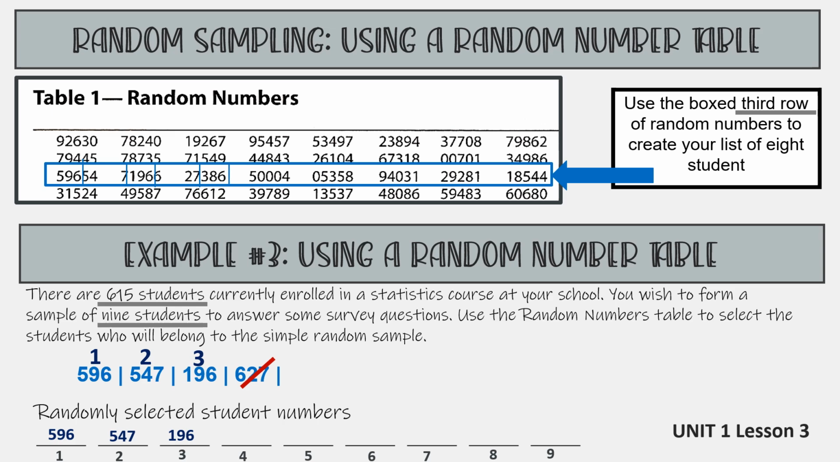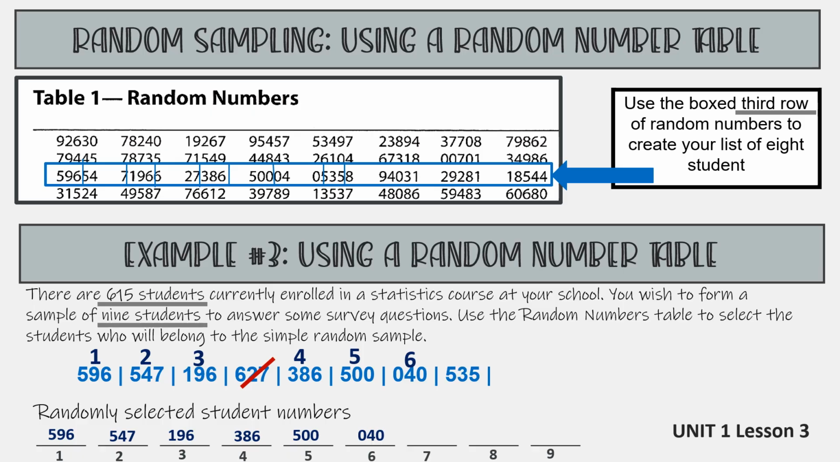Break off the next 3 digits. That's 386. That works. So that's number 4. Break off the next 3. You get 500. That works as well. Break off the next 3. That is 040. So it's technically 40, but we're going to write it as 040 because it's a 3-digit number, but it's actually only the 40th person.